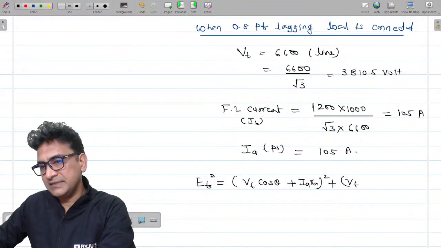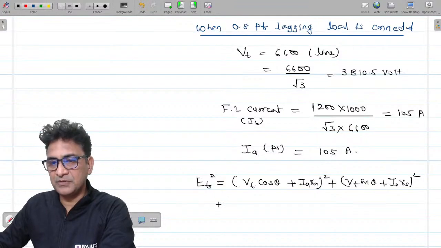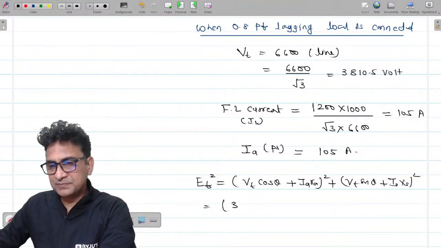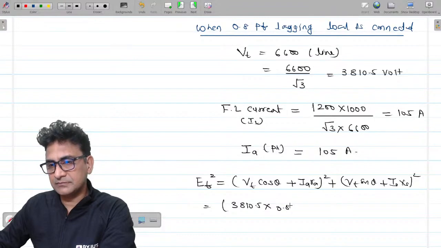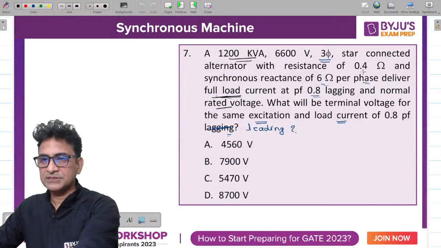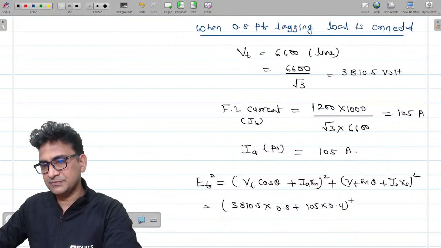plus Vt sin theta plus IA XS, because the load is lagging in nature. So here all the quantities will be positive. Vt is 3810.5, cos theta is 0.8, IA is 105, RA is 0.4, XS is 6.4.